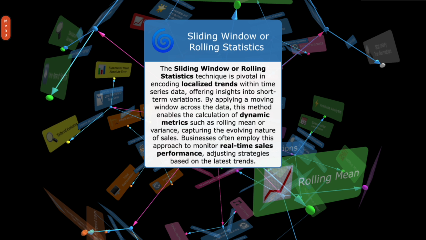The sliding window or rolling statistics technique is pivotal in encoding localized trends within time series data, offering insights into short-term variations. By applying a moving window across the data, this method enables the calculation of dynamic metrics such as rolling mean or variance, capturing the evolving nature of sales. Businesses often employ this approach to monitor real-time sales performance, adjusting strategies based on the latest trends.